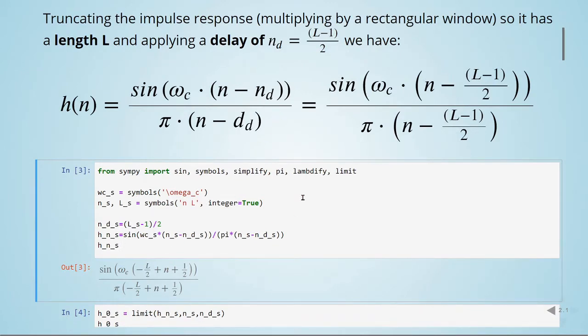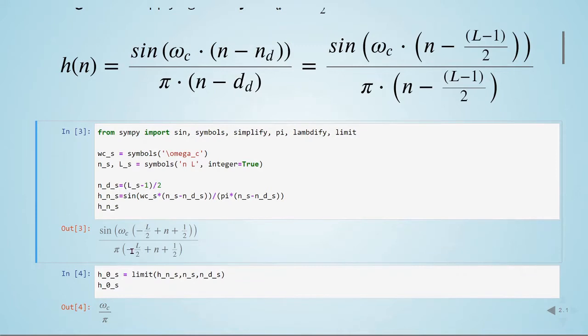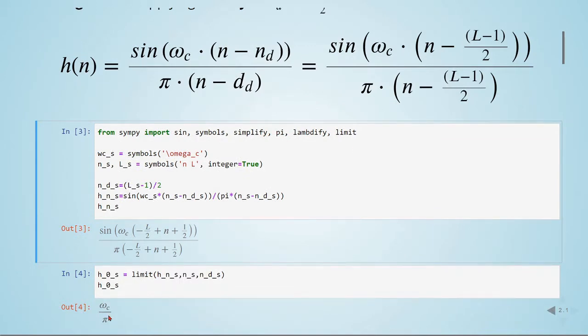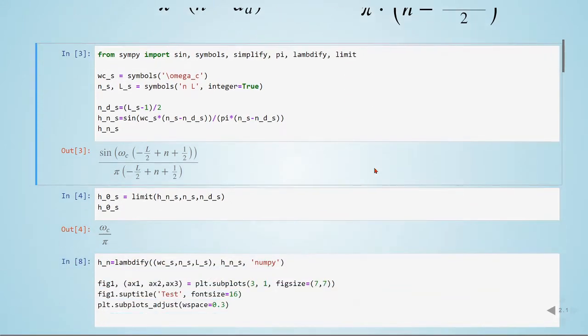So when we run SymPy, it gives us this expression here, which is equivalent to this one here. We can also see that when n is equal to L minus 1 divided by 2, we would have a division by 0, and we can take a limit to see what the value is. So the value is omega c divided by pi, the limit when n goes to L minus 1 divided by 2.